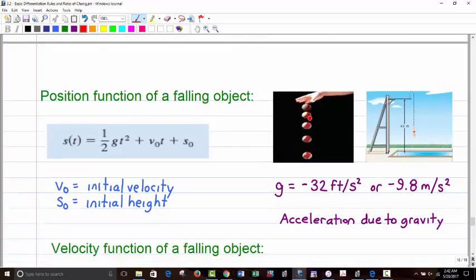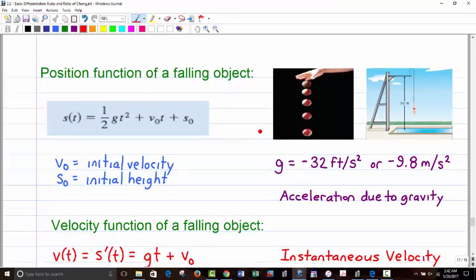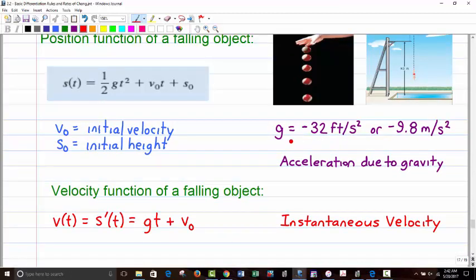position function of a falling object. This is a nice little physics exercise. You don't have to memorize this equation. I probably would give this to you with a g already in there. So g is acceleration due to gravity, which is constant depending on what units you're using. Negative 32 feet per second squared if it's English units, negative 9.8 roughly, I think negative 9.81 or something, meters per second squared.